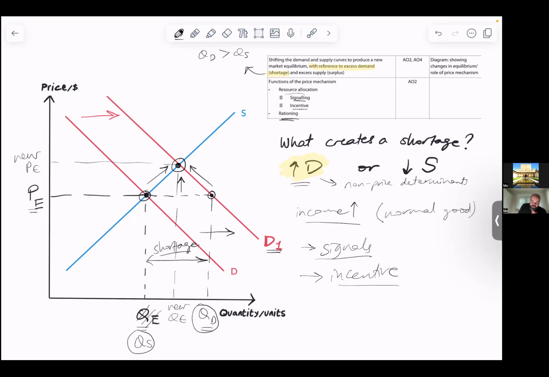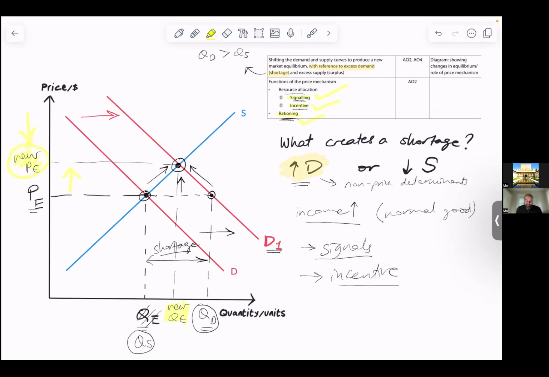Now, we've seen how the price mechanism signals and incentivizes. How does it ration? Well, basically, rationing is who gets what. In this case, because price rises, the consumers who are willing and able to pay that higher price are the ones who end up getting the product. So price also acts as a way of deciding who gets what. Who gets this good? The ones who are willing and able to pay, who can afford the higher price. So do you see how changes in prices have a signaling function, an incentivizing function, and a rationing function?